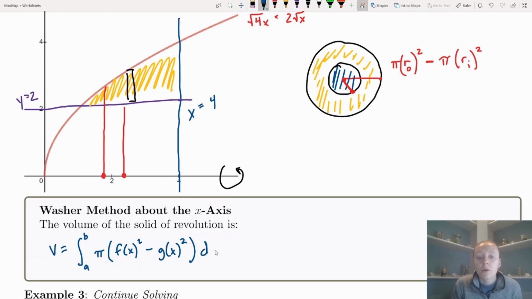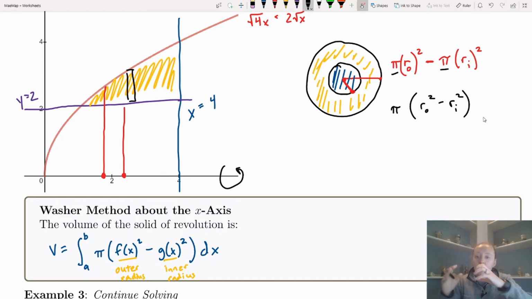And this gets integrated with respect to x. So again, my f of x is my outer radius, and my g of x is my inner radius. Now this might look a little different from what I wrote up here, but all I did is I took this pi and pulled it out of each of my terms. So I still have pi times r outer squared minus r inner squared. All I did was pull pi out in front. So here is my area that I wish to integrate with respect to x. That little width is going to help me build up my volume.